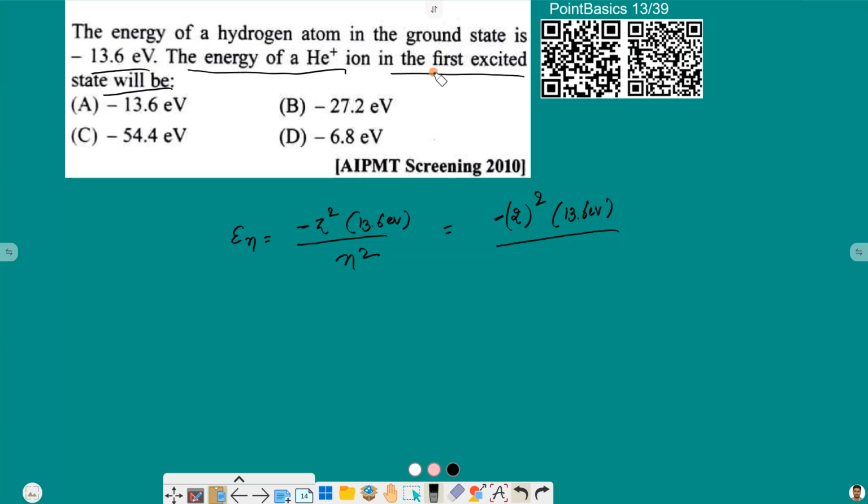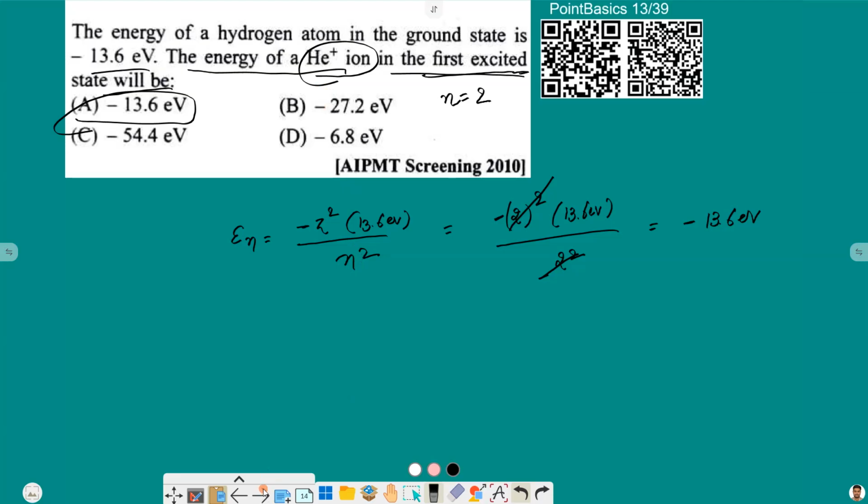Now divided by n square for the first excited state. For the first excited state, n is equal to 2, so divided by 2 square. Now 2 square gets cancelled and the answer will be minus 13.6 electron volt. So basically, the first excited state of He positive ion is equivalent to the ground state of the hydrogen atom.